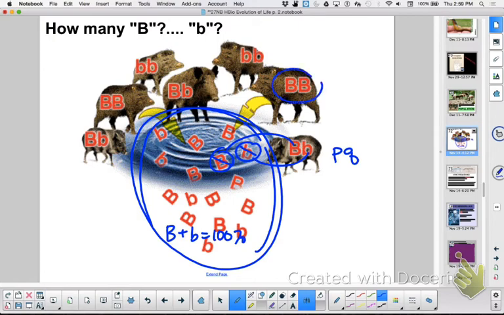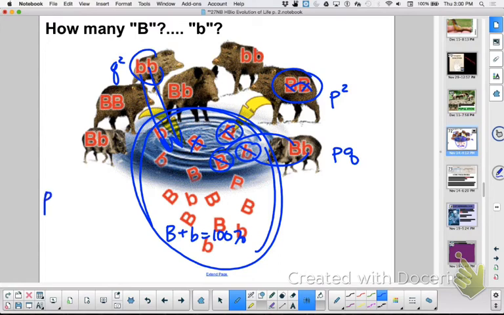This one threw in 2 big B's. Do you see that? So there are his 2 B's. What would he have been? A P squared, right? This one threw in 2 little b's into our gene pool. What would he be? Q squared.